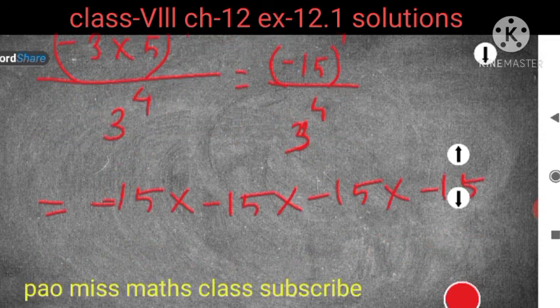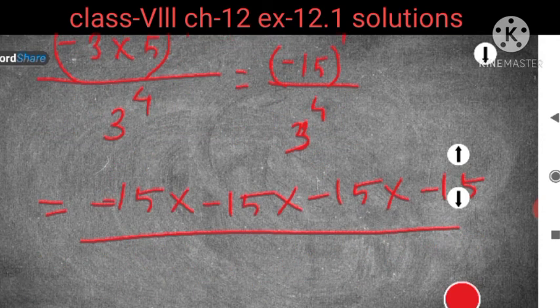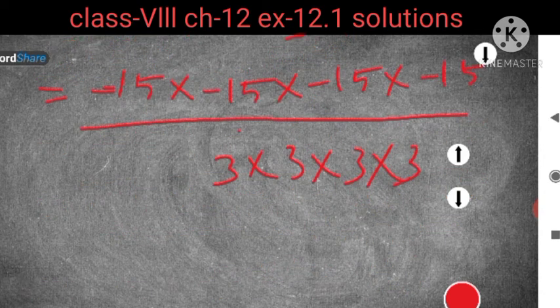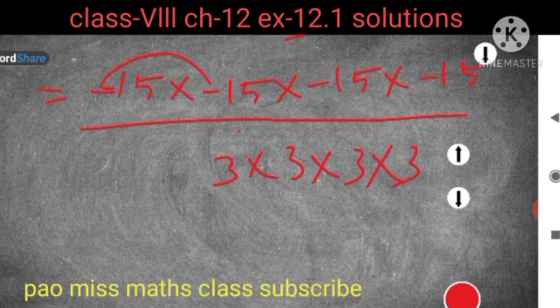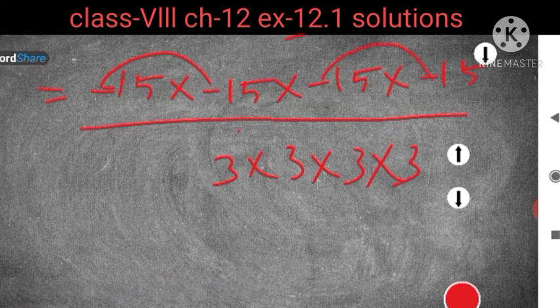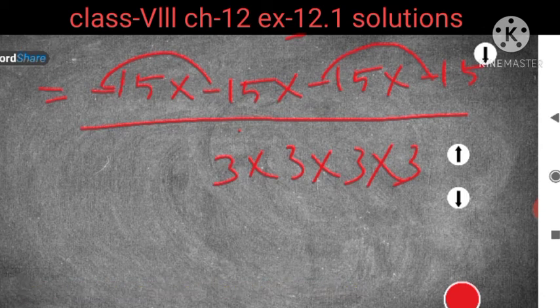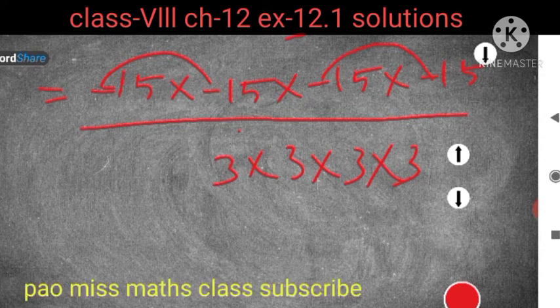So this is multiplying how many times? 4 times. Then 3 into 3 into 3 into 3. Now you can multiply or not. Now minus minus is plus, and minus minus is plus. That means all these minuses will become positive, okay? Because how many minuses are there? 4 minuses are there. So if you multiply all the minuses, it will become positive, okay?